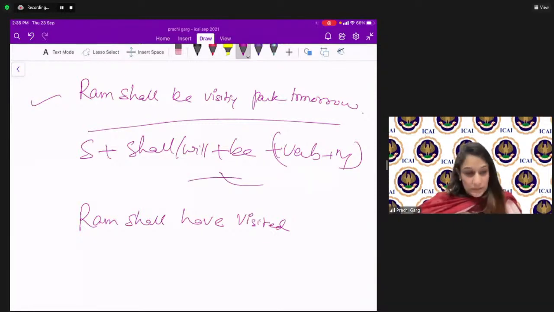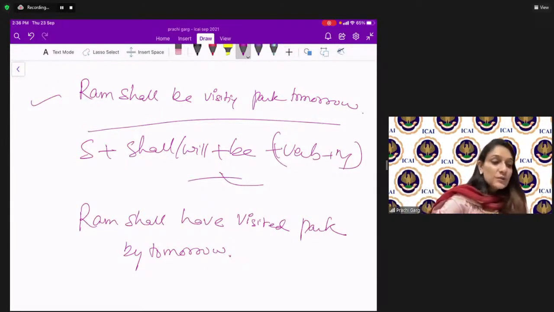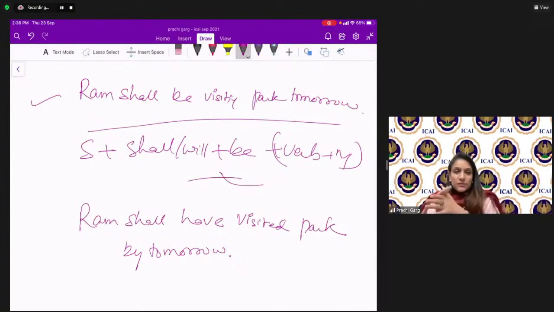This is going to be a bit confusing, so don't worry. This generally creates a lot of confusion. Okay, so Ram shall have visited park by tomorrow, to indicate an action that will be complete before another event takes place. Now, we usually don't use these tenses, but it's still there. So Ram shall have visited park by tomorrow. So that means I am talking about that before anything else takes place, this thing will be over.